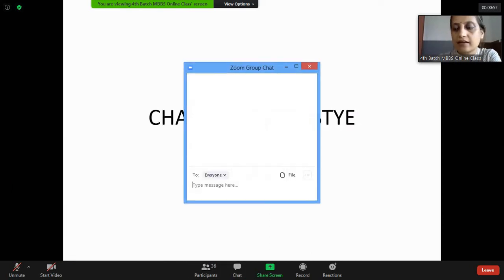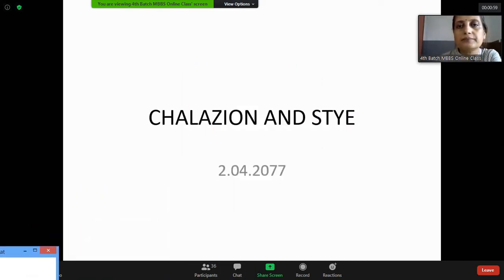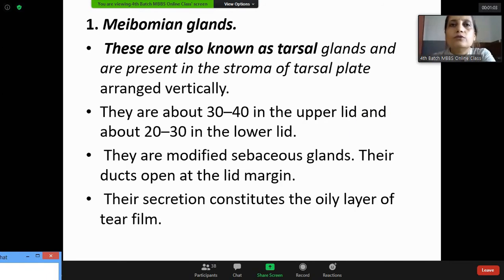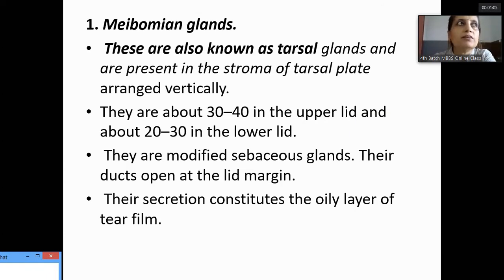Chalazion, stye, and a few other small topics. So we will revise what is the Meibomian gland.